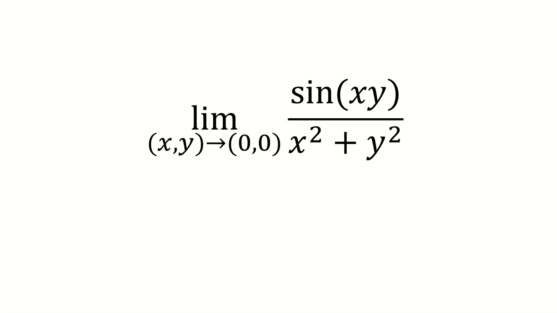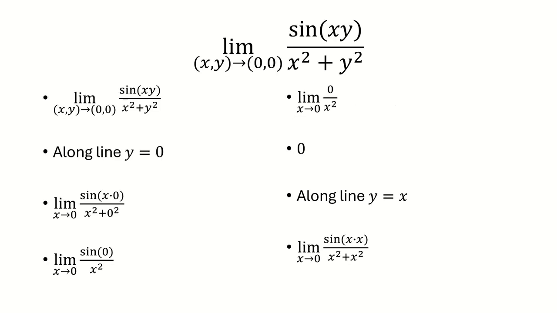In this video, we want to find the limit as x and y approach 0, 0 of sine of xy divided by x squared plus y squared. So the way we're going to do this is go along different paths and find different limits. So the first path we're going to go along is the line y equals 0.